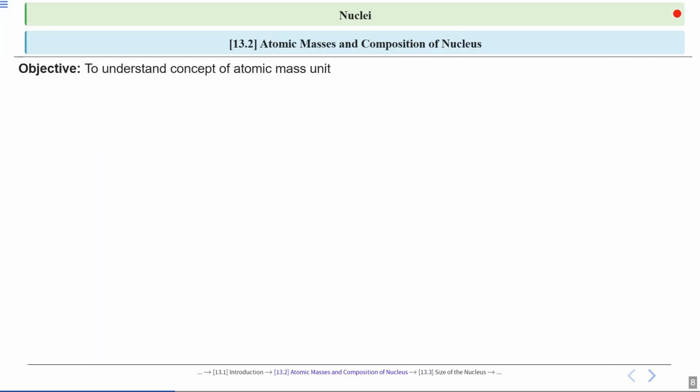Let's understand the concept of the atomic mass unit. This is a fundamental idea in nuclear physics and chemistry, as it helps us compare the masses of atoms and subatomic particles in a simpler way.